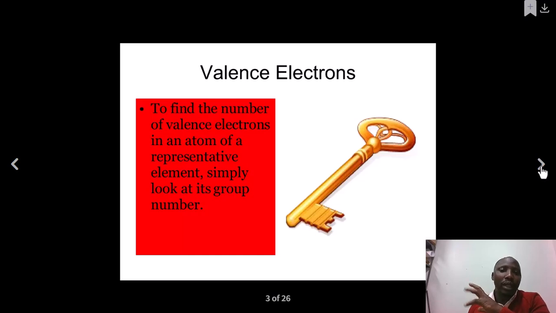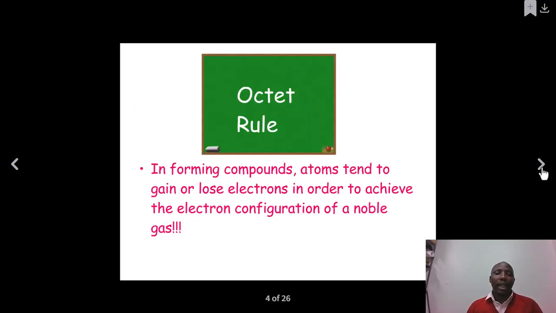The valence electrons: to find the number of valence electrons in a representative atom, we look at its group number. Remember about group numbers, the vertical lines and the horizontal lines. Those are the periods, those are the groups. The group number gives the number of valence electrons.